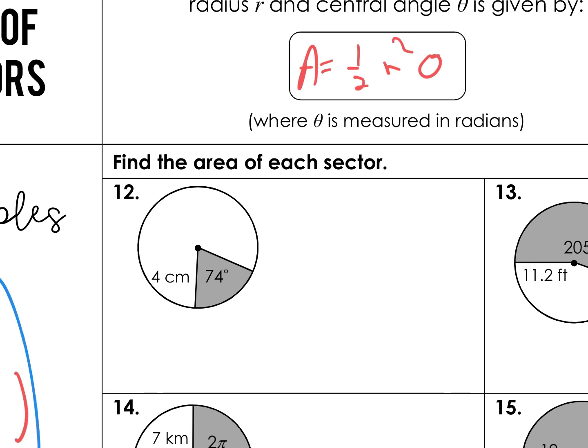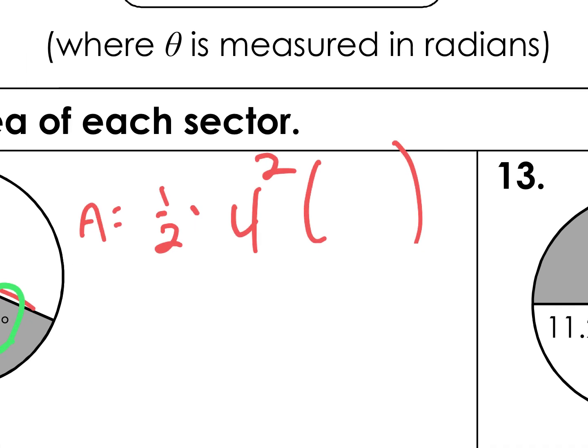So here's a piece of pizza. 4 centimeters is the side of this angle here. We want that slice. I want to know what area of pizza cheese do I have? So area will be 1/2 times, my r is 4 squared. Uh-oh. What's the problem? It's not in radians. So you're going to have to do what? 74 degrees times pi over 180. 74 over 1. Degrees cancel.